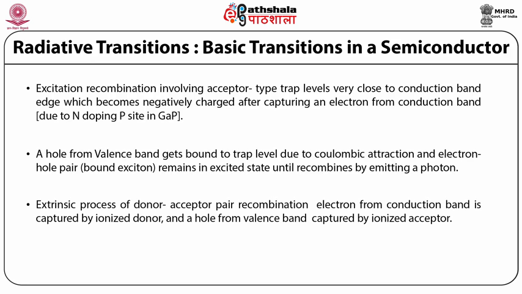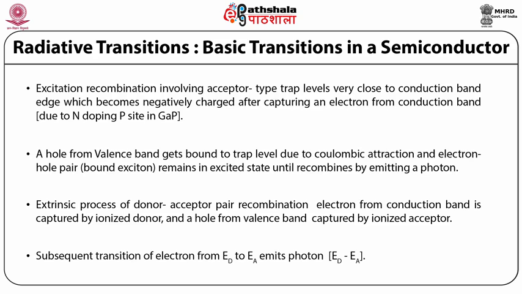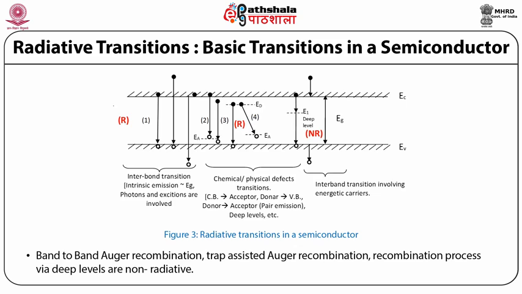Fourth, extrinsic process of donor-acceptor pair recombination. An electron from the conduction band is captured by an ionized donor, and a hole from the valence band is captured by an ionized acceptor. Subsequent transition of the electron from Ed to Ea emits a photon having energy Ed minus Ea. So band-to-band Auger recombination, trap-assisted Auger recombination, and recombination process via deep levels are non-radiative.